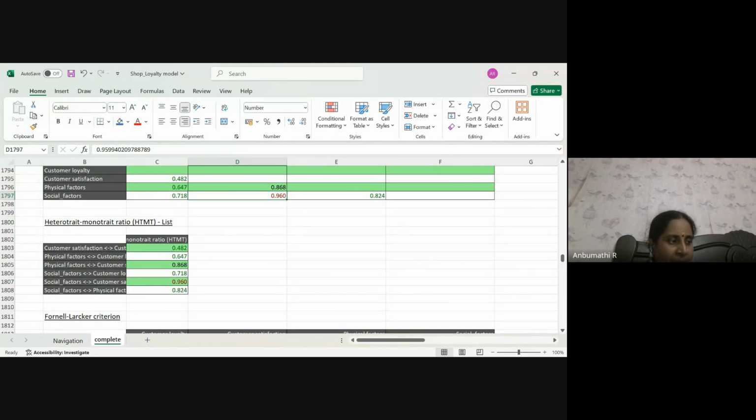Okay. So here, we need to see 4 things. The first one is the factor loading. The second one is composite reliability. The third one is convergent validity. The fourth one is discriminant validity. Right?